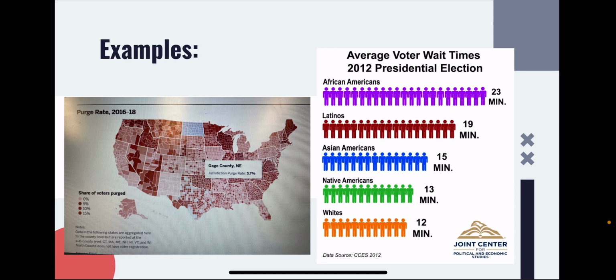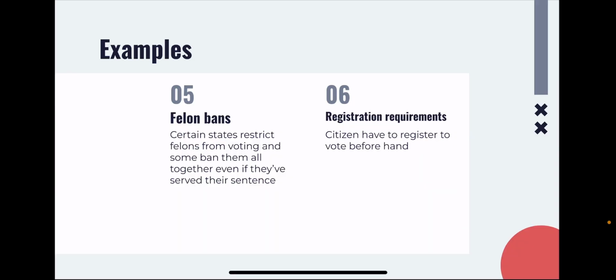Some more examples. On the left of me, we have the purging rate of the 2016 and 2018 elections. As you can see in the map, the 15%, which is the dark red highlighted, is the 15% of all of the voting purges. To my right, we have the average voter wait times of the 2012 presidential election. At the very top, you can see how the African Americans' wait time is almost doubled compared to their white counterpart at 23 minutes.